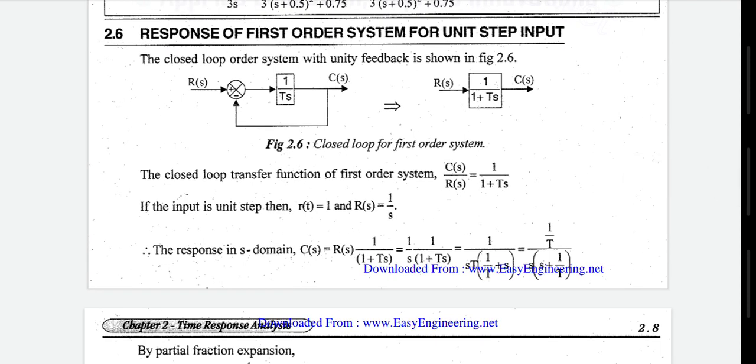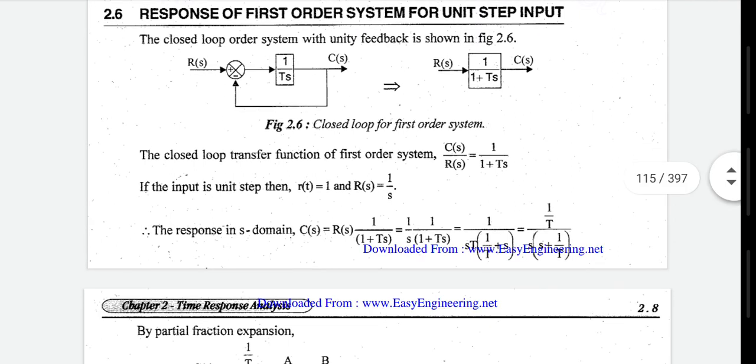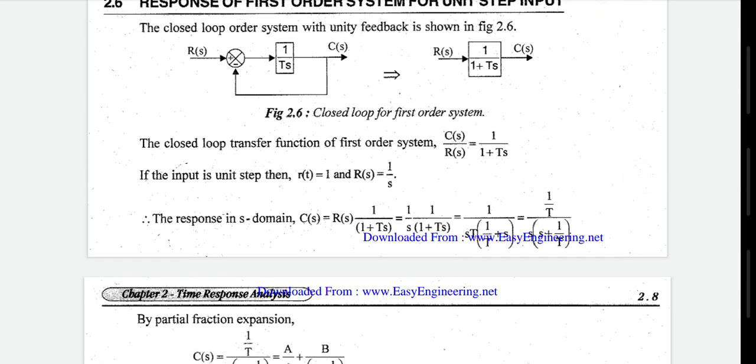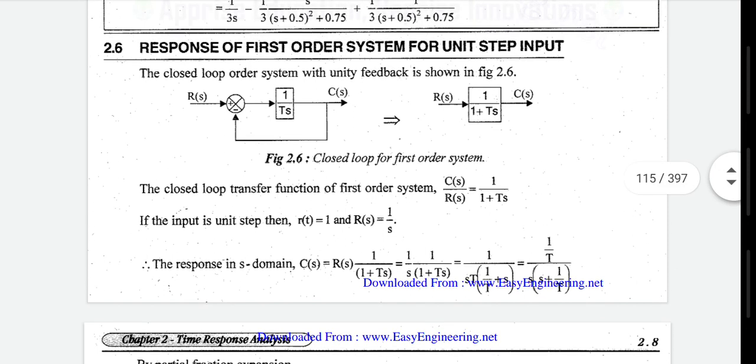How is the unit step input considered? See the closed loop first order system. First order means the s power is 1. So C of s by R of s is nothing but 1 by 1 plus sT. If you have a closed loop system like this with the transfer function 1 by 1 plus sT, you say that it is a first order system.